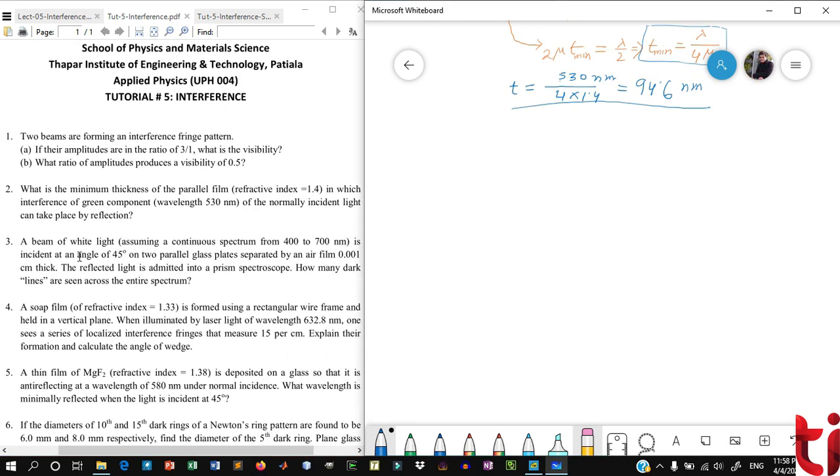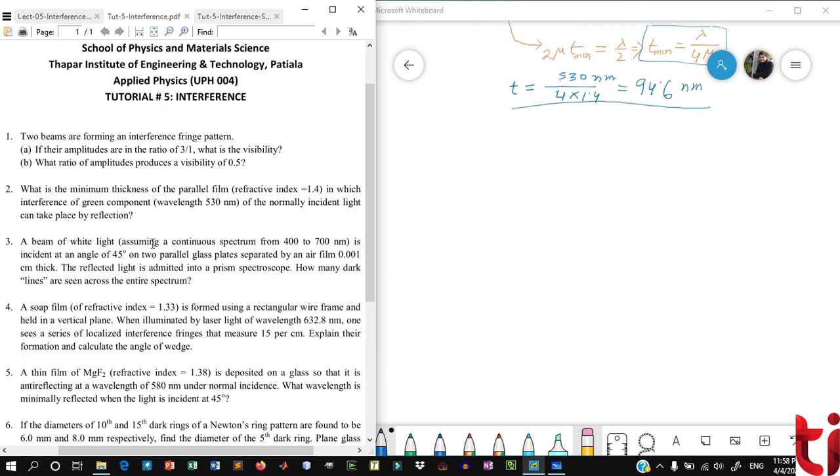Next, we look at question number 3. A beam of white light is incident at an angle of 45 degrees on two parallel glass plates separated by an air film of thickness 0.001 centimeter. The reflected light is admitted into a prism spectroscope. How many dark lines are seen across the entire spectrum?